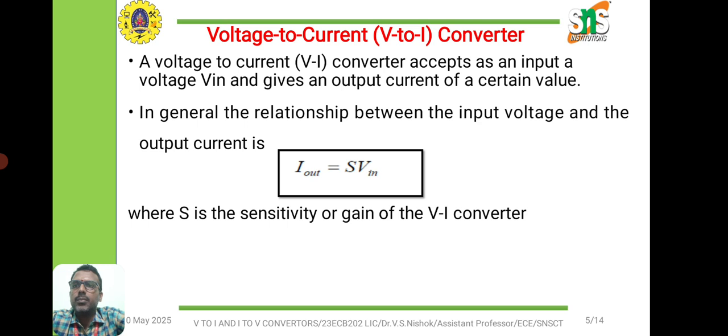Coming to the topic voltage to current converter. A voltage to current converter accepts an input signal as a voltage signal and gives the output as a current value. This can be represented with the equation I out equals S times V in. Here V in represents the input voltage and S represents the sensitivity or gain of the voltage to current converter. This can be further viewed with the help of the circuit diagram and will be explained further.